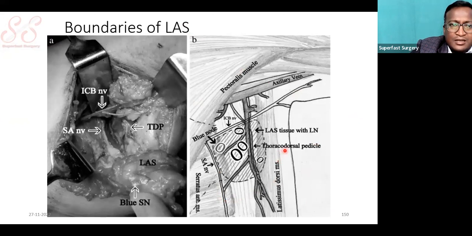The boundaries of low axillary sampling: superiorly, it is the intercostobrachial nerve. Anteriorly, it is the lateral border of the pectoralis major muscle. Posteriorly, it is the lateral border of the latissimus dorsi muscle. Medially, it is the second digitation of the serratus anterior muscle. All the lymph nodes here are removed, and that is known as low axillary sampling. So this is another form of axillary staging. Basically, there are 4 forms of axillary staging: axillary lymph node dissection, sentinel lymph node biopsy, targeted axillary dissection, and the 4th is low axillary sampling.